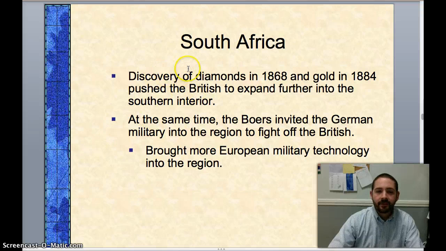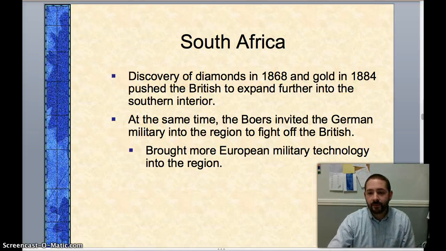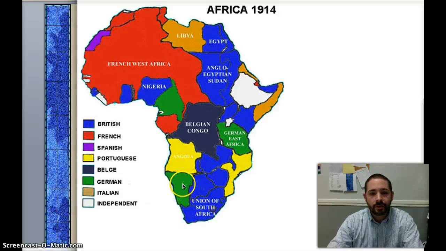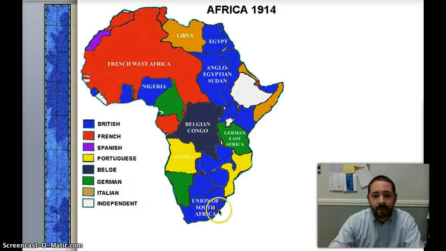And South Africa is this very interesting place, because if you look at this map here, Germany is over here in what is today South Africa, but also you have the British down here in the rest of South Africa. So that's an important thing to see, that you have this very unique area where you have Germany and England right next to each other.